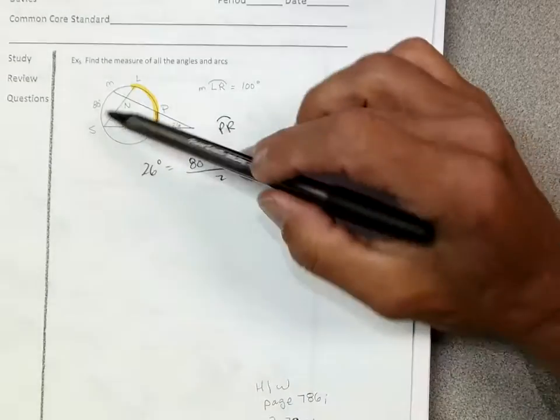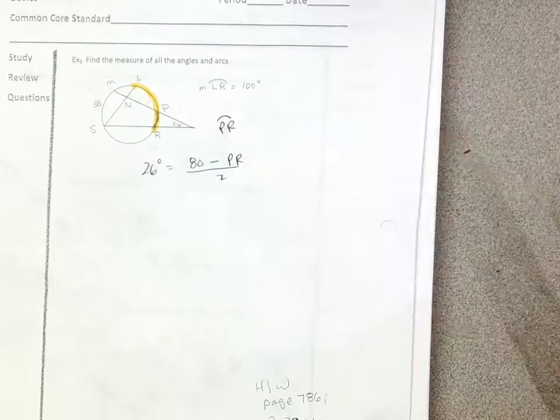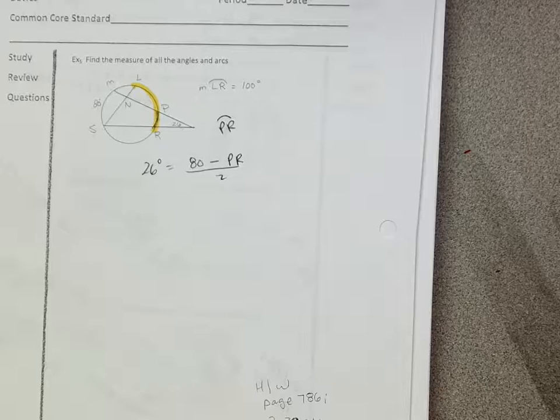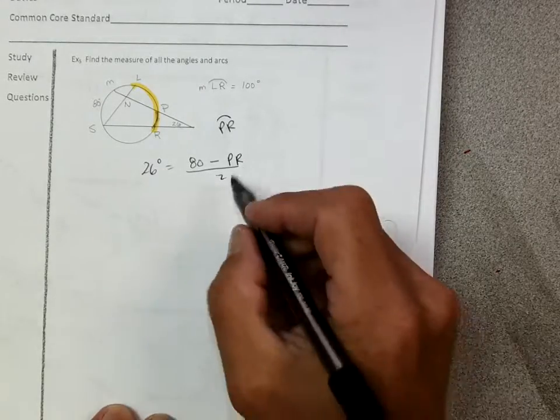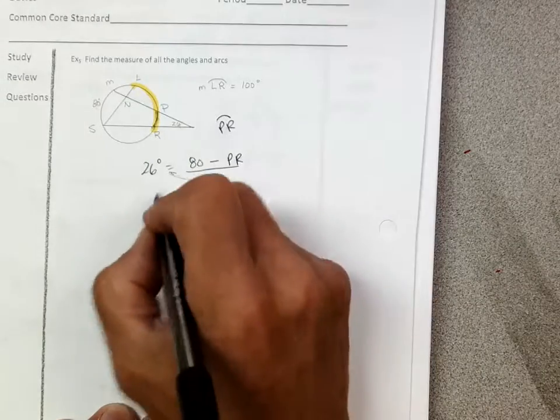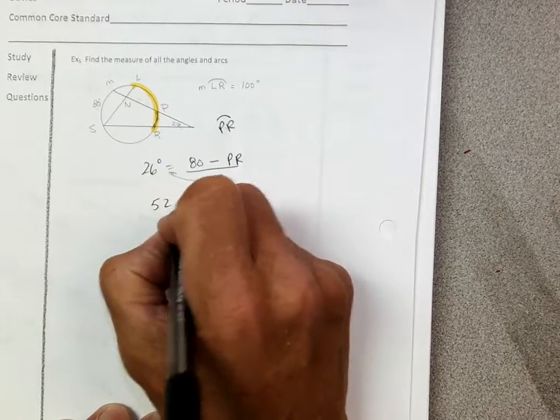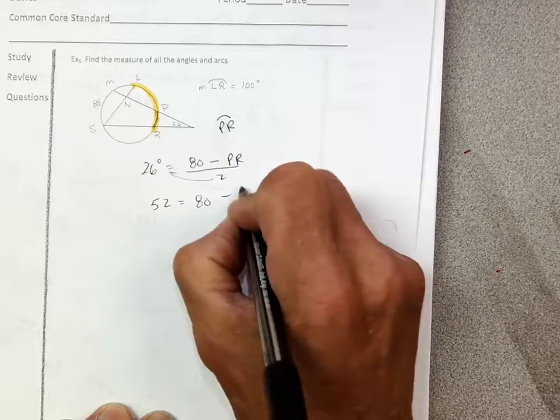I learned exterior angles are equal to big arc minus small arc divided by 2. Okay, so I'm just going to do it backwards. I'm just going to solve for it, okay? So what's the first thing I should do to solve for this? Multiply by 2. I totally agree. Bring up the 2. I'm going to get a 52 equals an 80 minus PR.